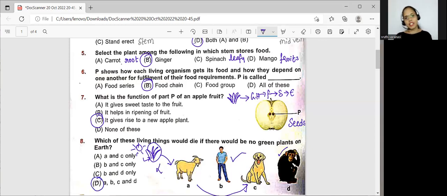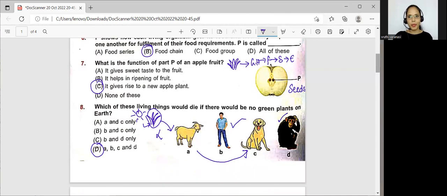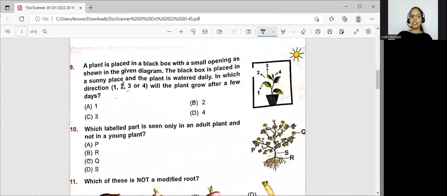Here you make a mistake, students. You will say, okay, plant is eaten by the herbivores, so if plants are not there, herbivores won't be there. But how will carnivores survive if herbivores are not there? What will they eat? Right? So therefore, you have to read the question 2, 3, 4 times and then go to the answer. Okay. Now let's go further and see the ninth question.